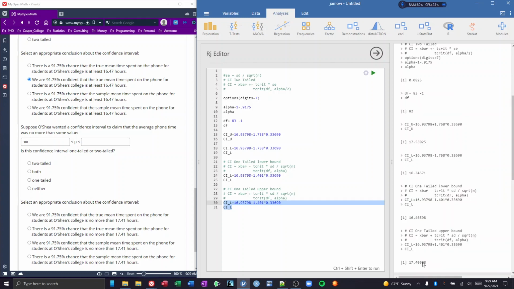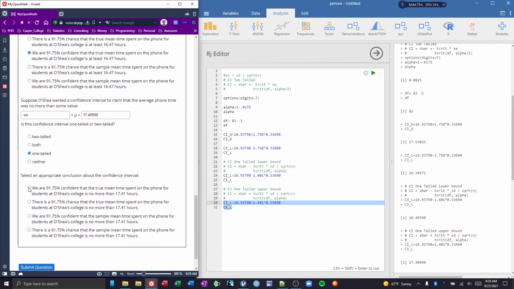Now we get 17.40998. Let's put it in. This is still a one-tailed confidence interval. And we can say that we are 91.75% confident that the true mean time spent on the phone for students at O'Shea's College is no more than 17.41 hours.